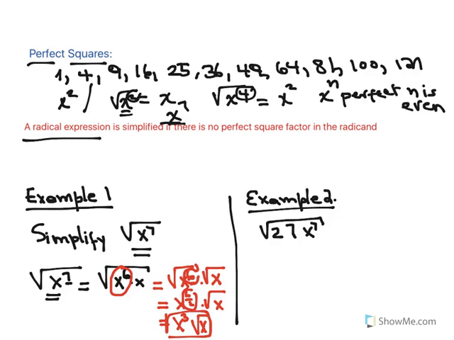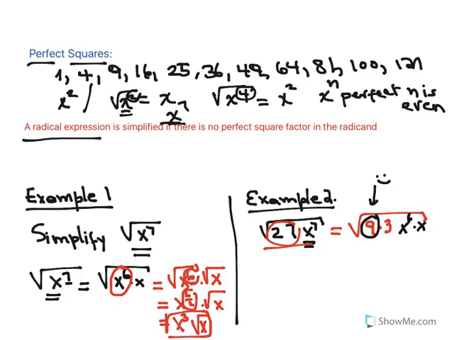Okay? So let's go and see what happens when we have 27 x to the 7 and we want to find the square root of that. So 27 is not perfect, but 27 can be written as 9 times 3, right? And the good thing about 9 is that 9 is perfect, right? 9 is perfect. Now x to the 7 is not perfect, but we can write x to the 7 as x to the 6 times x.